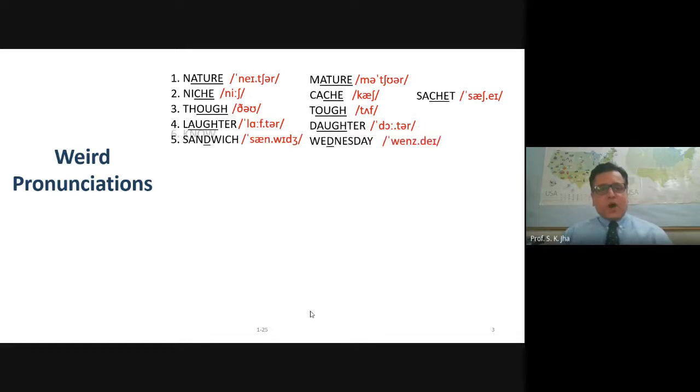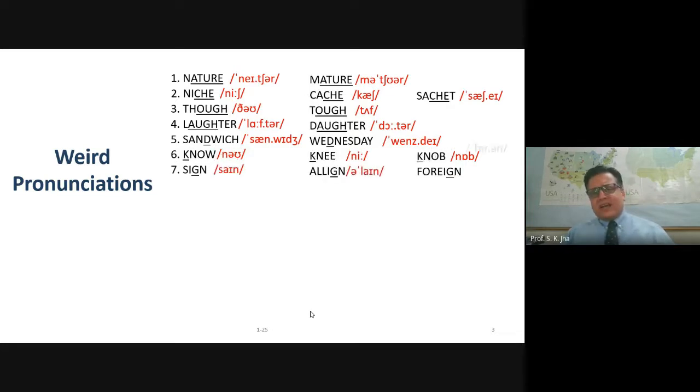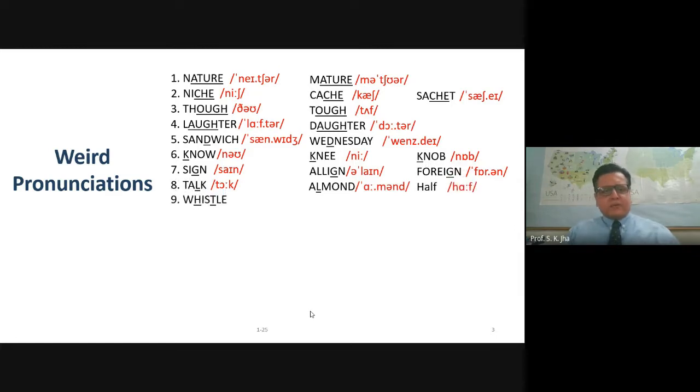Again, there is no clue why the B sound is silent in index number 5, in "sandwich" and "Wednesday". Again, there is no clue what the letter K is doing in words like "no", "knee", "knob", etc. So is the case in "sign", "align", "foreign". Then again, you see the L sound is silent in "talk", "almond", "half". We don't say "talk" or "almond" or "half" with the L.